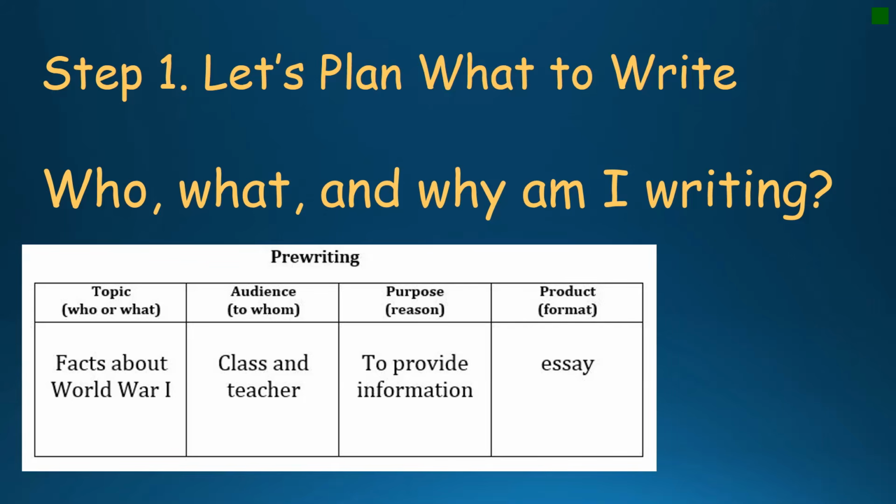So let's start with step number 1. Let's start with planning. The planning stage tells us who, what, and why we are writing. So our topic, or what we are writing about, is World War I. Who's going to read our writing? Who's going to be our audience? It's going to be our peers and our teacher.